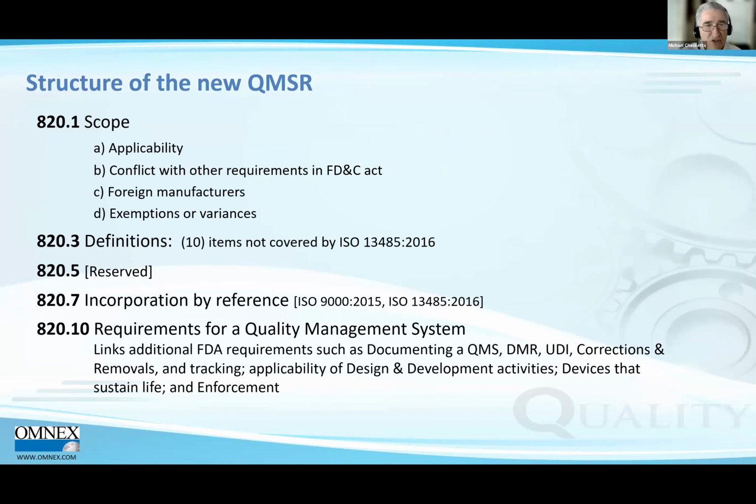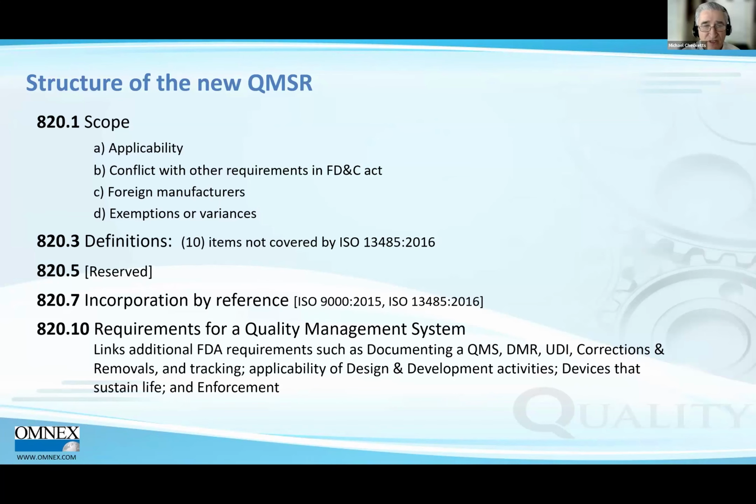So let's talk about the structure of the new QMSR. 820.1, the scope. The scope of this is separate from ISO 13485. It talks about the applicability, any conflicts with other requirements in the Food, Drug, and Cosmetic Act, foreign manufacturers, and exemptions or variances. It will be important for you to go through these specifically so that you do not get too much into thinking 13485 is the only rule that needs to be followed.